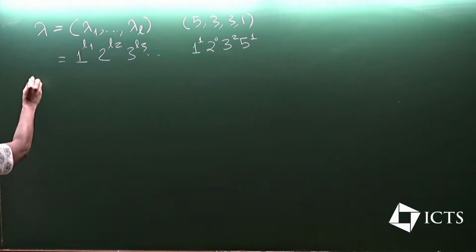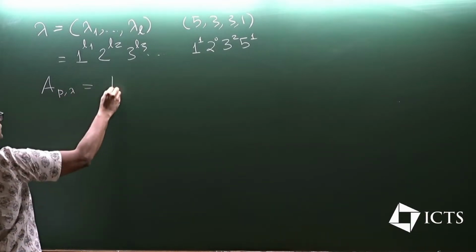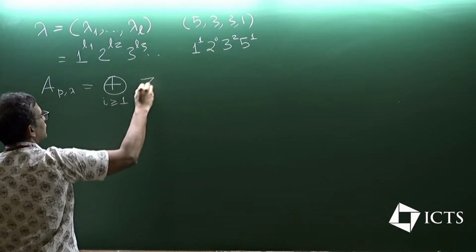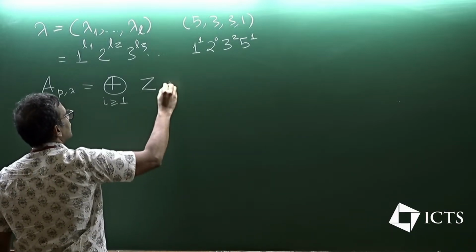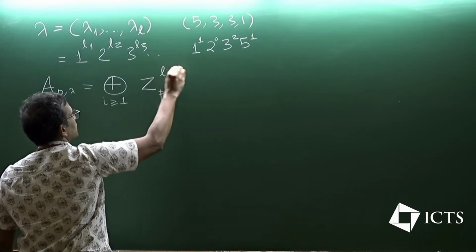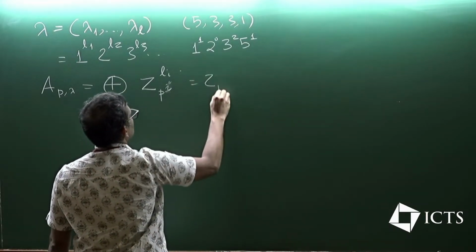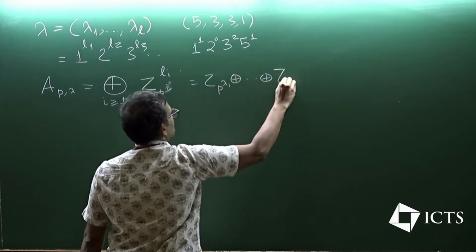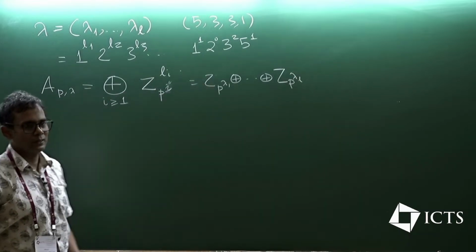So a finite abelian group, we'll just focus on p-groups. I'll use the notation A_p(lambda). This is just, you take integers mod p to the lambda_i, l_i times. Another way of thinking about it is Z_p to the power lambda_1 plus and so on. Each summand is just the cyclic group of order p to the lambda_i.